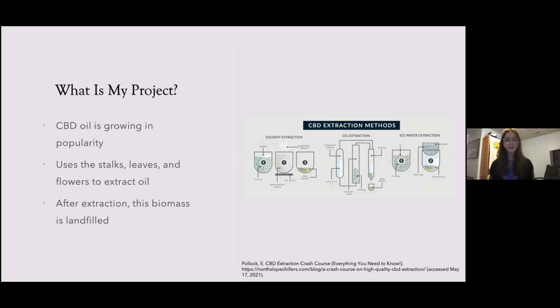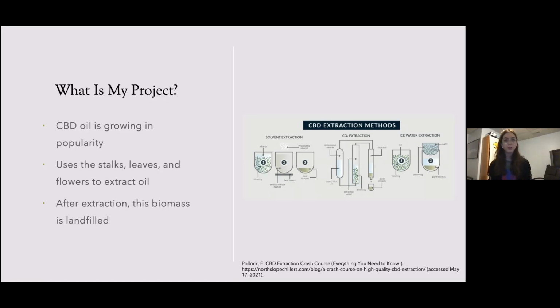So, currently, CBD oil is growing in popularity around the United States. You can use it to help treat anxiety, insomnia, and countless other things. There's three common methods to extract CBD oil from the stalks, leaves, and flowers of the hemp plant. Two of the most common ones are solvent extraction and supercritical CO2 extraction.